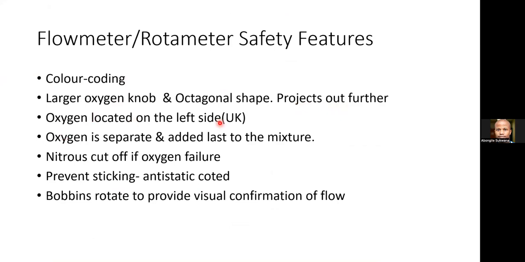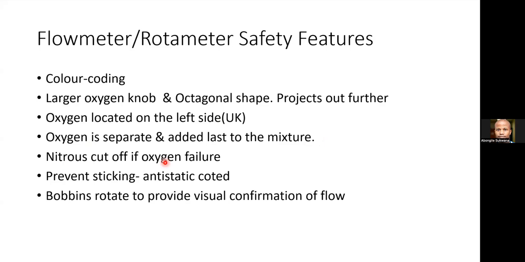In the UK, the rotameter will be located on the left side, and it's separated, and oxygen should be the last to be added to the mixture such that you get to the common gas outlet. We'll also explain why as we go. And then also there's nitrous cut off. So it means that if oxygen fails, then nitrous oxide will be automatically cut off.